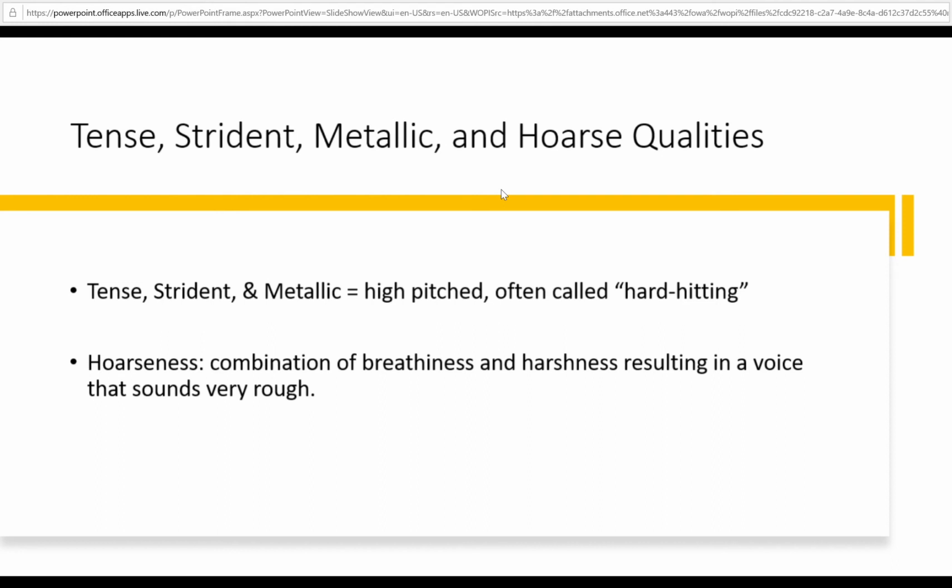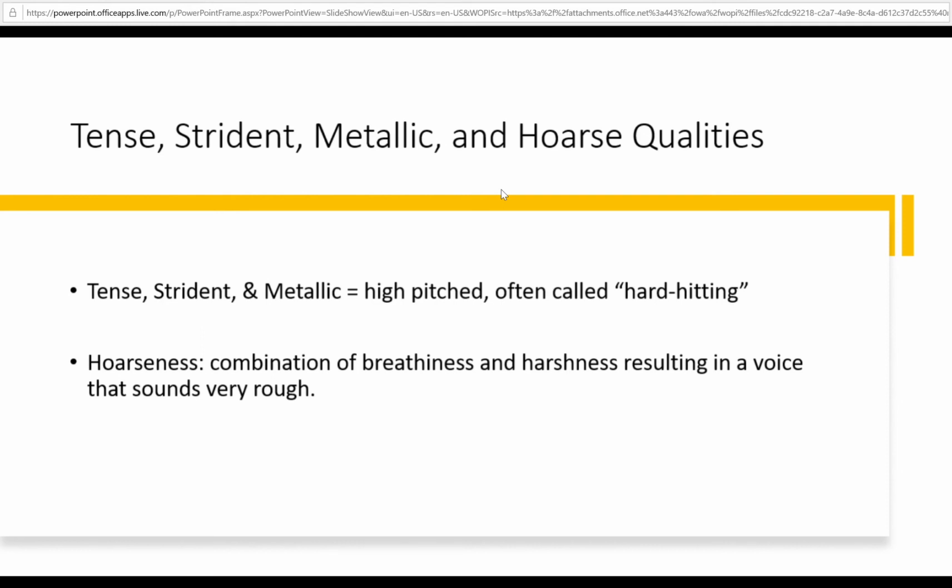Stridency, or if you have a strident voice, is a combination of a very tense quality and a very high pitch quality. So we often connect this with people who sound like they always have a terrible catastrophic event that's happened. They sound like people who are very sad a lot, and frequently they'll have a voice quality that sounds petulant and complaining.